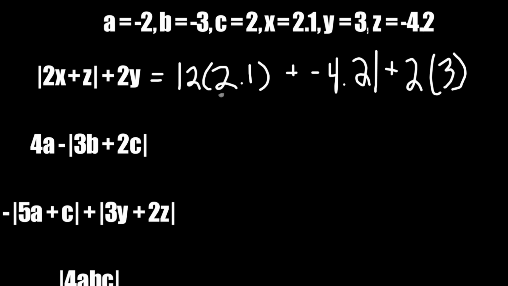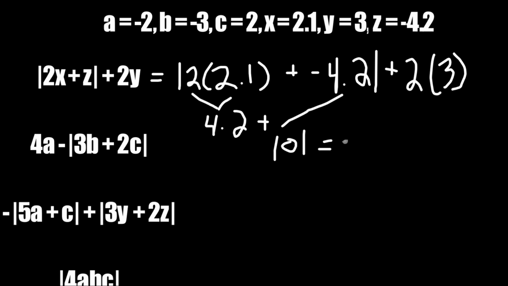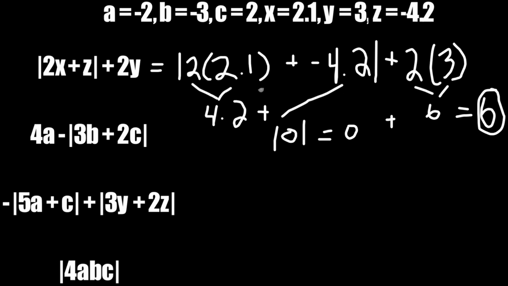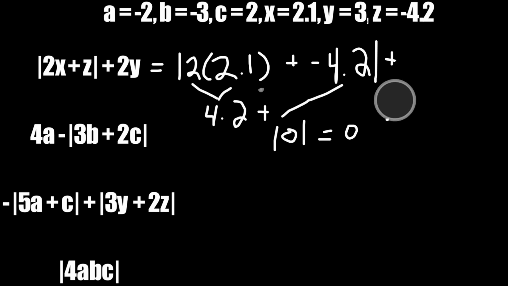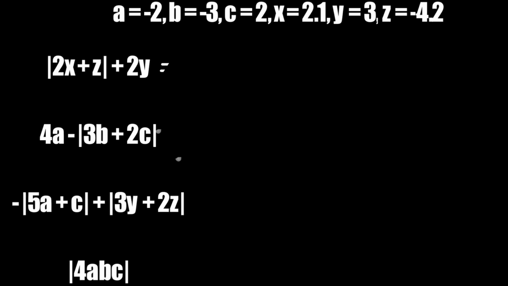So now let's solve. 2 times 2.1 is 4.2 plus negative 4.2 is 0. So the absolute value of 0 equals 0. And 2 times 3 is 6. So 0 plus 6 equals 6. So the answer to this problem is 6. Now let's move on to the next problem. So let me erase this so we can have more room. Okay, so now let's move on.